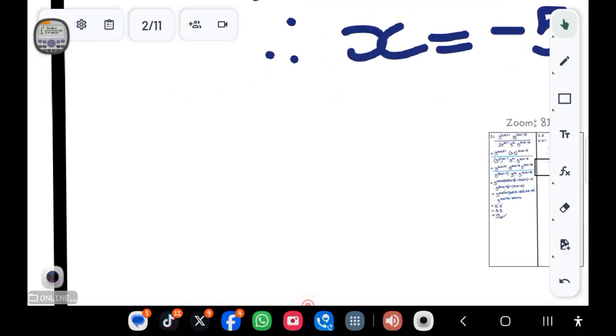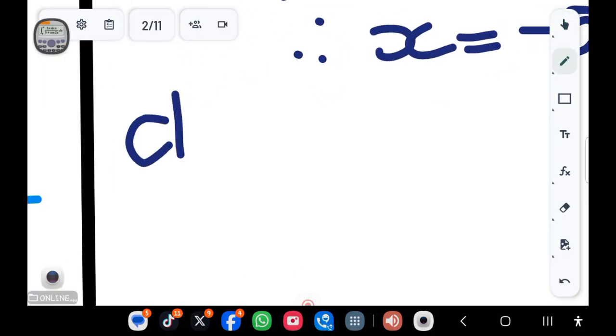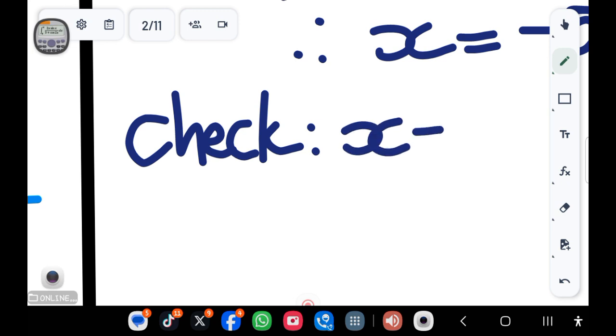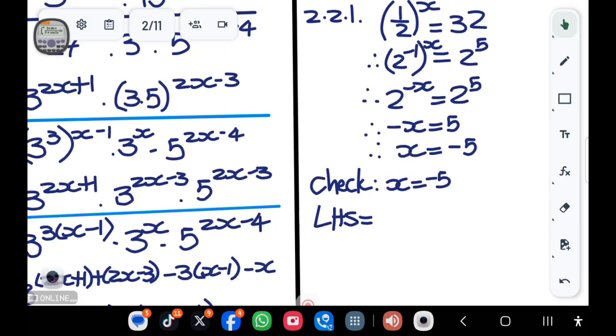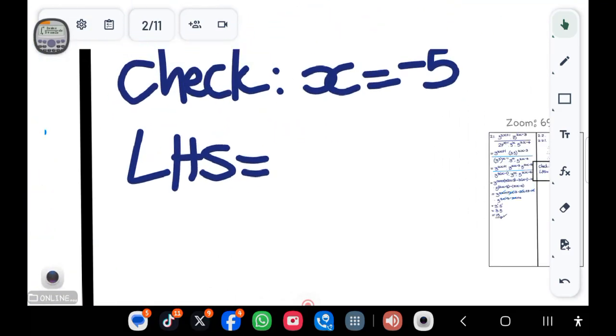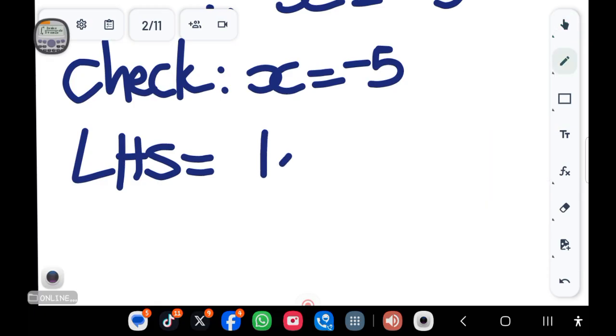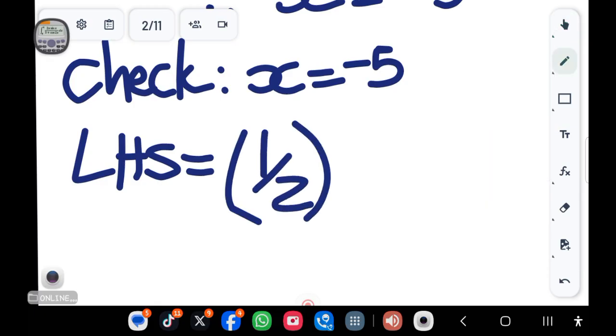Now what you need to do is you must check after you get your answer. Check that x equals -5. How do we do that? Left hand side equals 1 over 2 all to the power of x, which becomes 1 over 2 all to the power of -5.